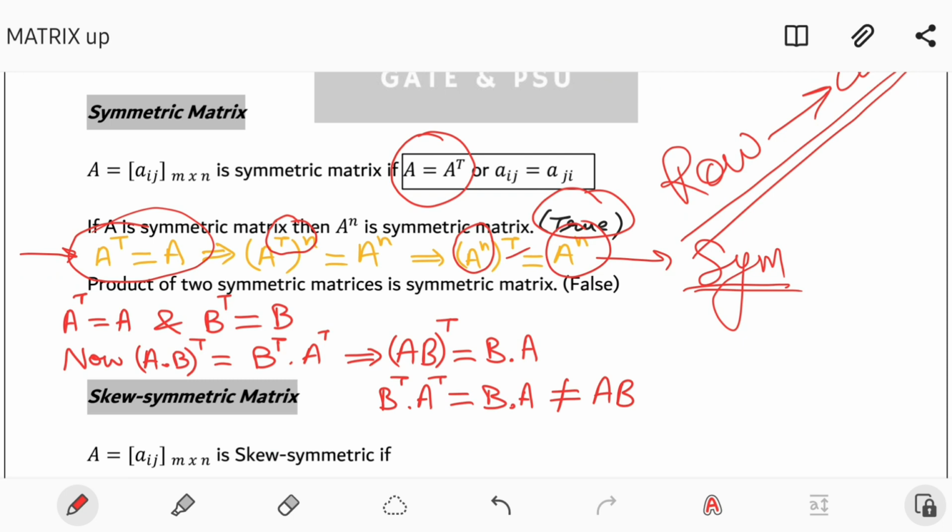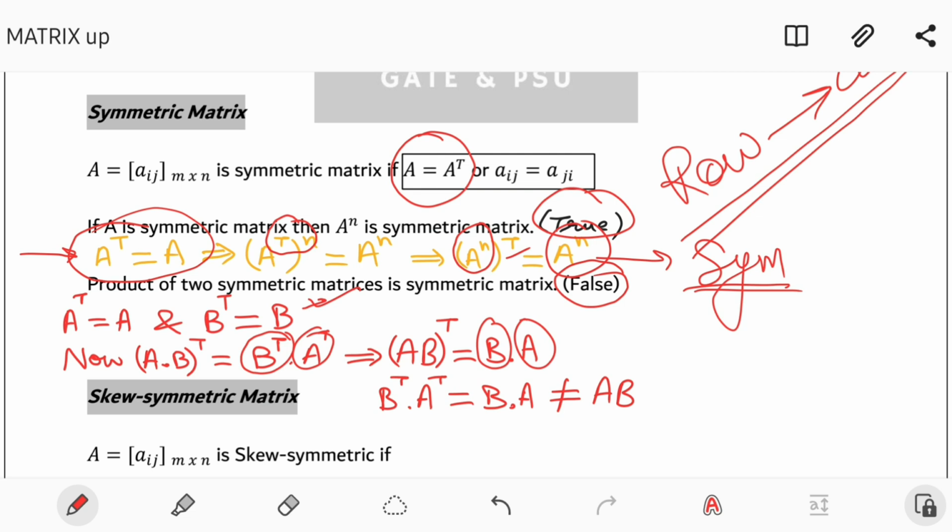The next is: the product of two symmetric matrices is a symmetric matrix. This claim is false. As you can see, A transpose equals A and B transpose equals B, as A and B are symmetric matrices. Now when you multiply them and take the transpose, (AB) transpose will be equal to B transpose dot A transpose. As we know from matrix multiplication, how we open up the matrix, (AB) transpose equals BA, as A and B are symmetric matrices.